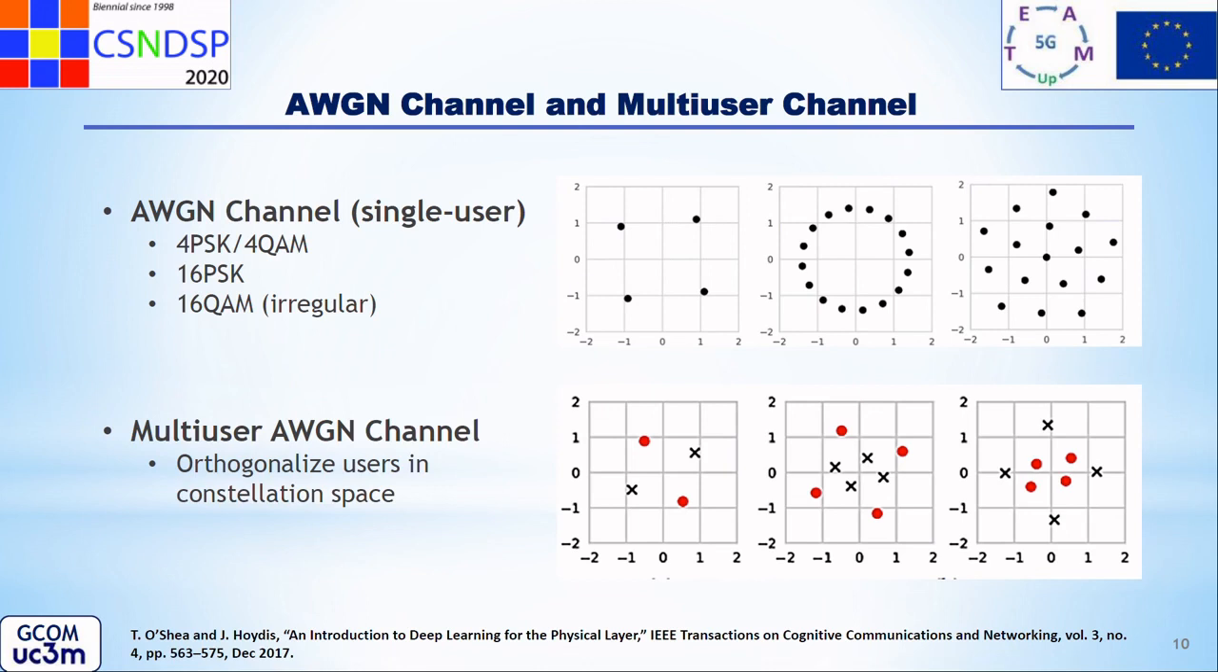When we tell the system to use constant modulus constellations, it designs PSKs, and when we just tell the system to use a certain average energy, but we do not constrain to constant modulus, then it creates some kind of 16 irregular QAM. In the case of the multi-user AWGN channel, the autoencoder tries to orthogonalize the users in the constellation space.